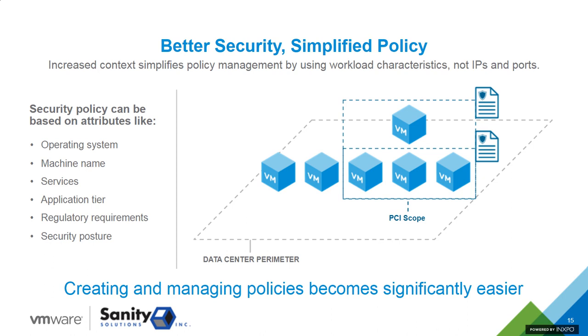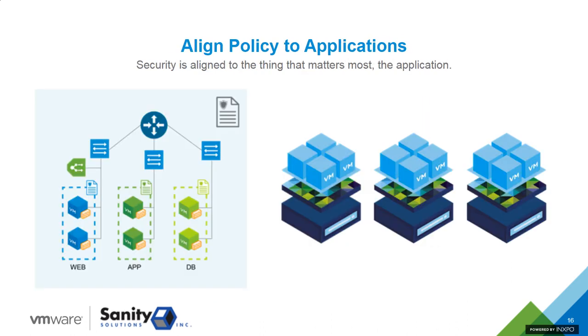So now we can identify security policies based on things like operating systems, machine names, application tiers, etc. And it allows us to kind of revolutionize the way that we look at security posture inside of data centers. And ultimately, what we're doing is aligning our policy to our applications. So no longer does security policy have to be tied to those IP addresses.